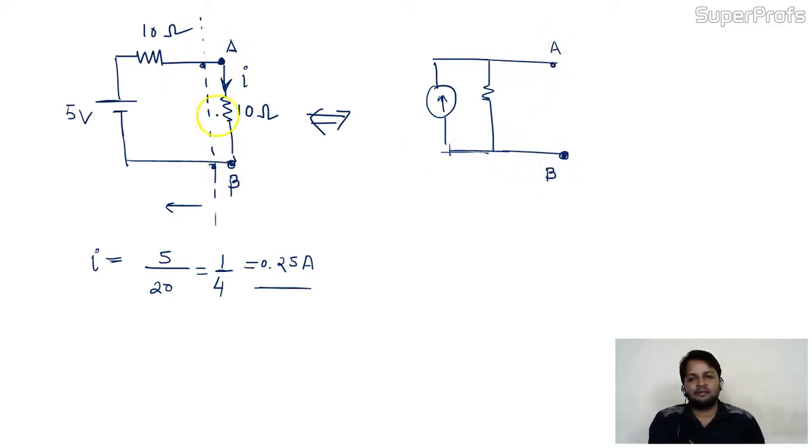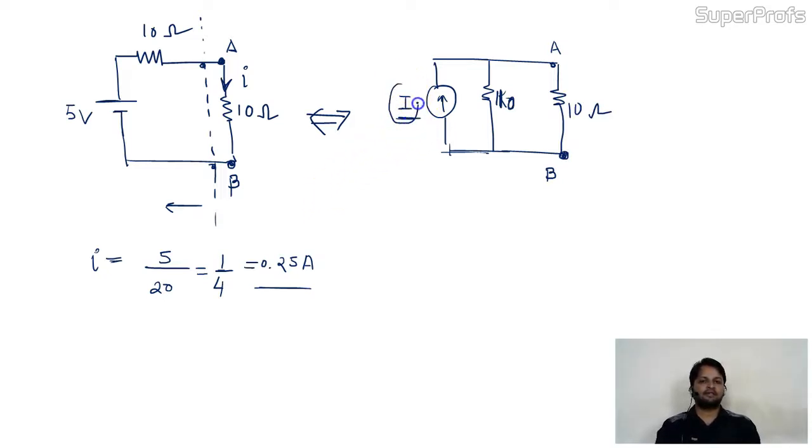Across the points A and B, I am going to convert this voltage circuit into a current circuit. This will be the current source. The resistance will be the same as given, the value is 10 ohm. This is the AB. Here also the 10 ohm is connected. Now tell me the value of this current.